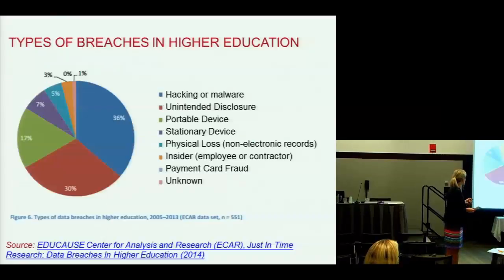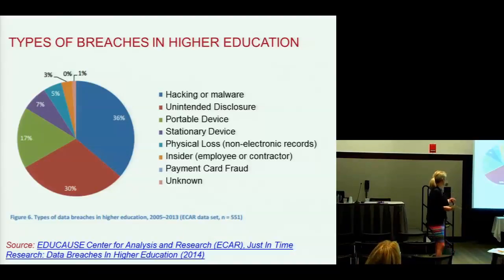So I actually found this next little graphic just yesterday. I added it in. I thought it was really interesting to see what all the different sources of data breaches have been in higher education. This is from an ECAR report that EDUCAUSE put out in 2014. As you can see, hacking or malware, unintended disclosure, so you maybe have a server that's not appropriately secured and you think it is. Portable devices, so that's the laptops that go missing.